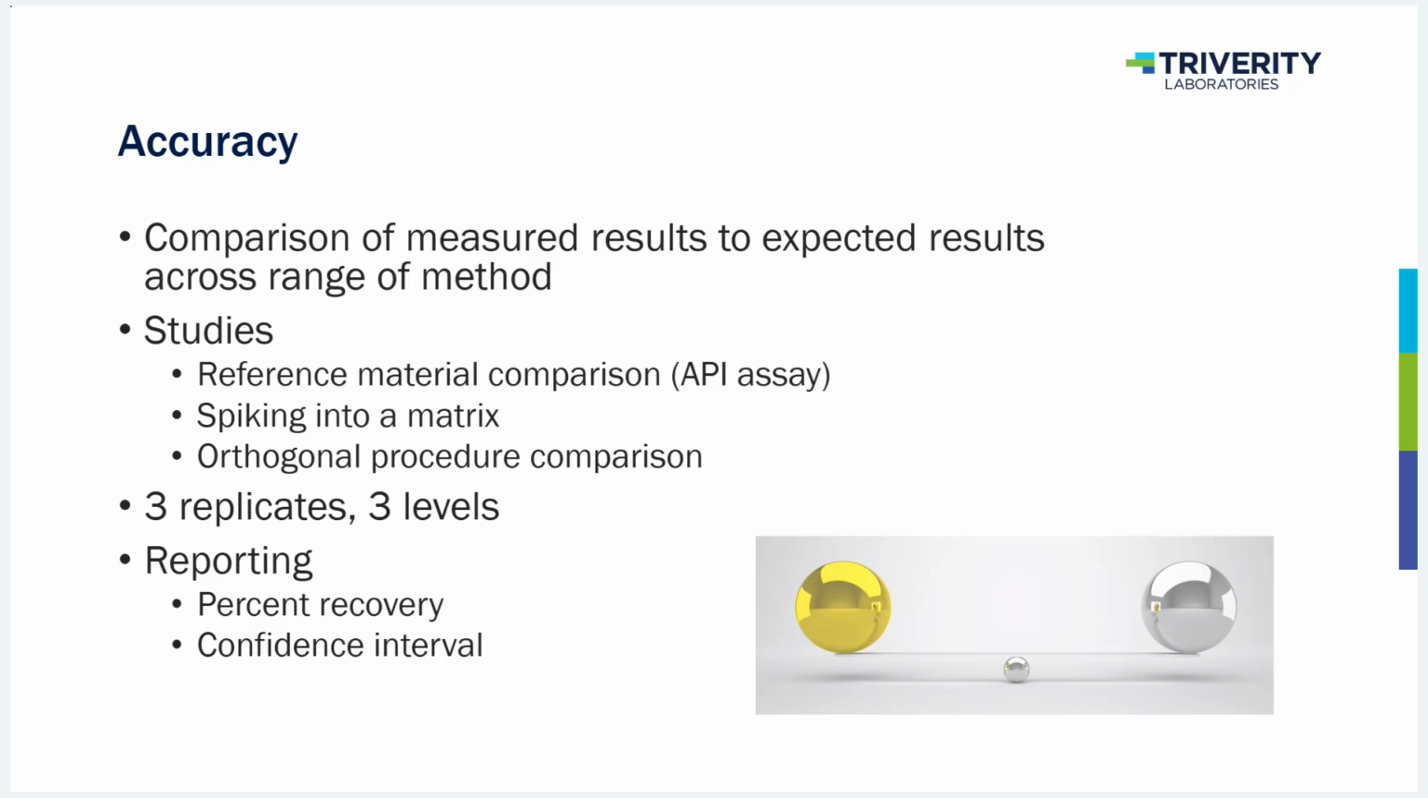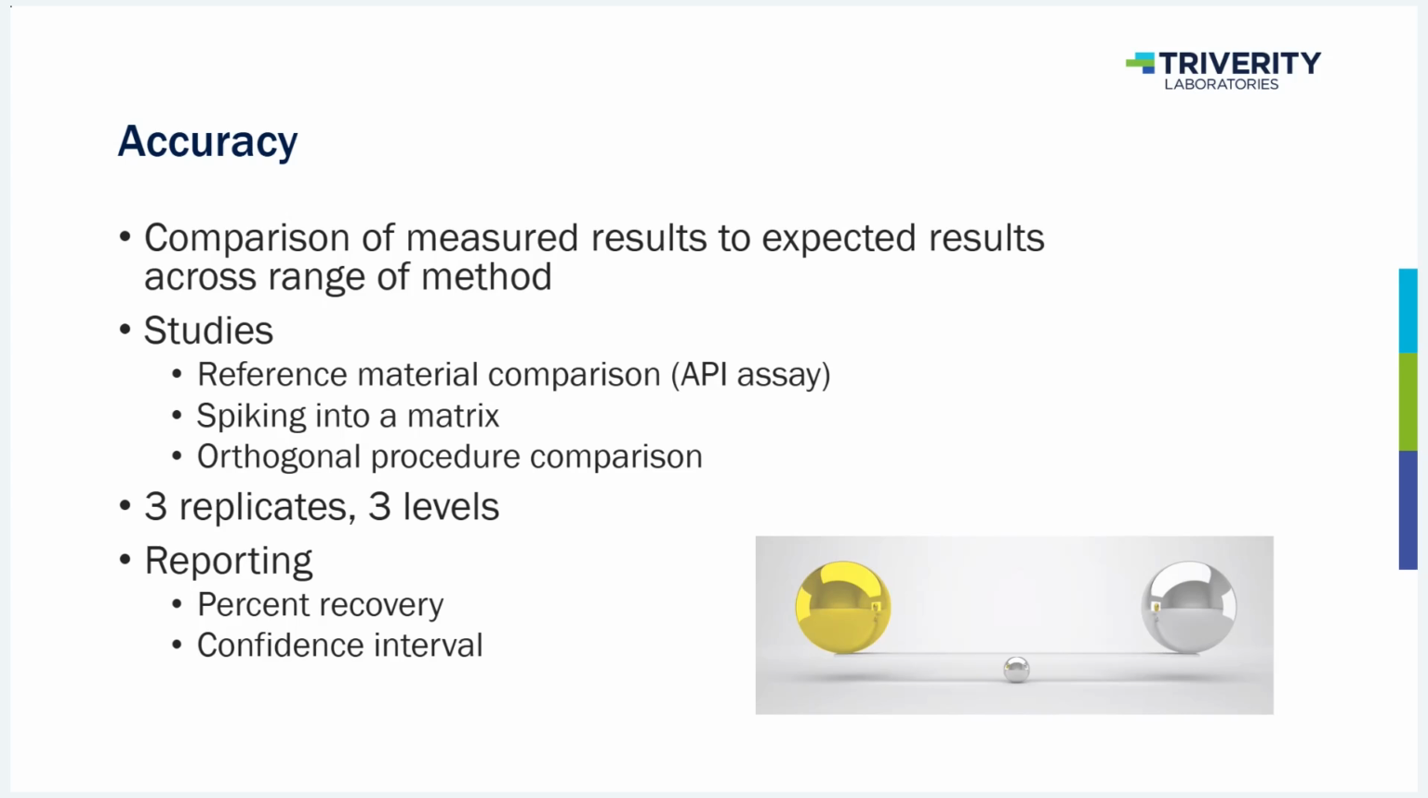For accuracy, you want to do 3 replicates across 3 levels. So that would be low, mid, high, but it's low, the target concentration, and high. So if we are 70, 100, 130, then we are spiking 3 replicates at 70, 3 at 100, 3 at 130. And we're reporting the percent recovery. So that is the measured to the theoretical times 100.